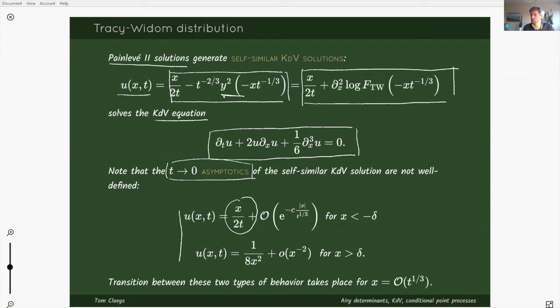But for positive x, there the initial data are well defined, and there you find 1 over 8 times x squared as the leading order. And so the transition between those two types of behavior takes place on a scale where x is of the order t^(1/3). And so there this transition takes place between this singular behavior that we have for negative values and, well, let's call it regular initial data that we have for positive values of x.